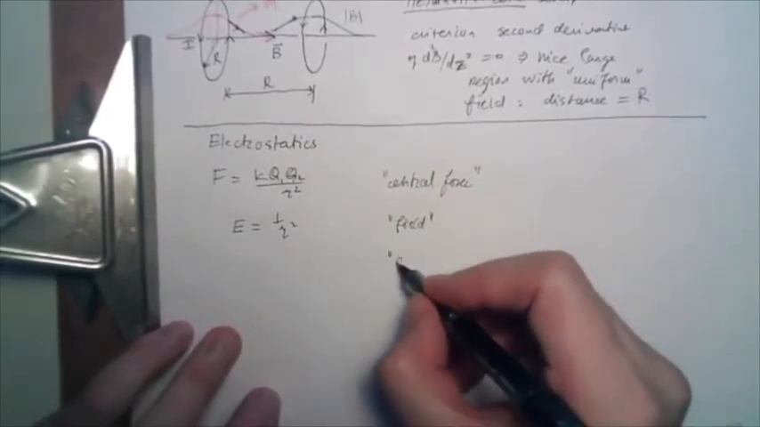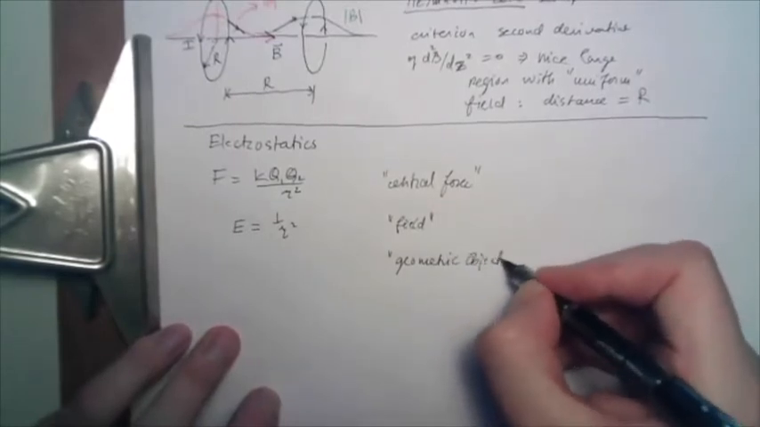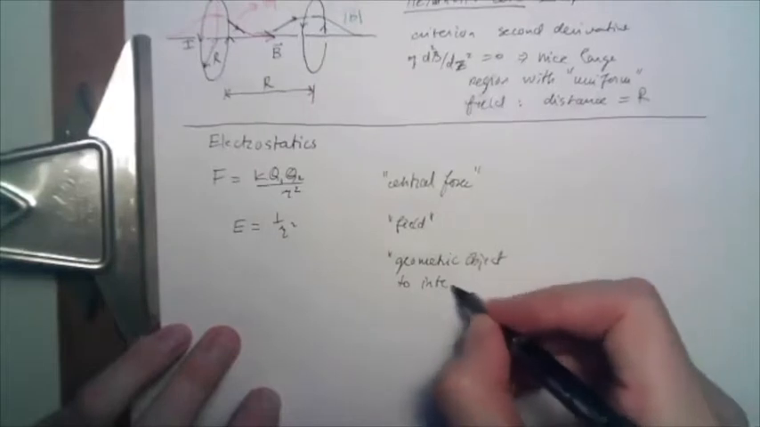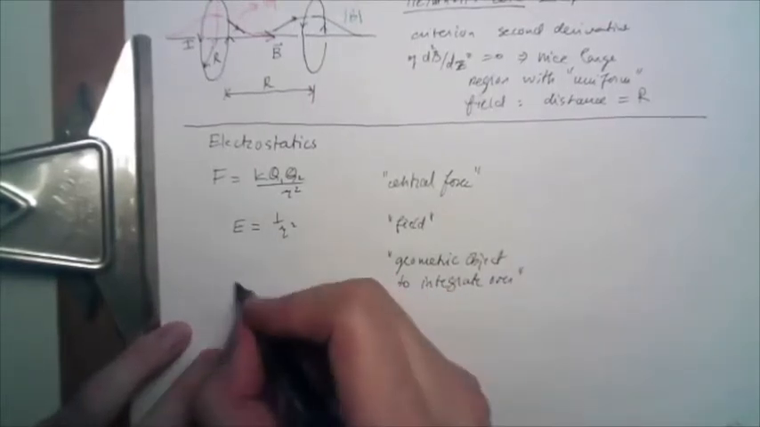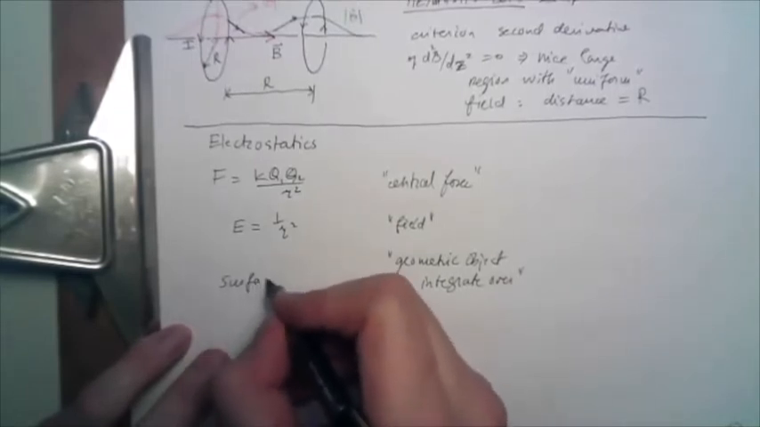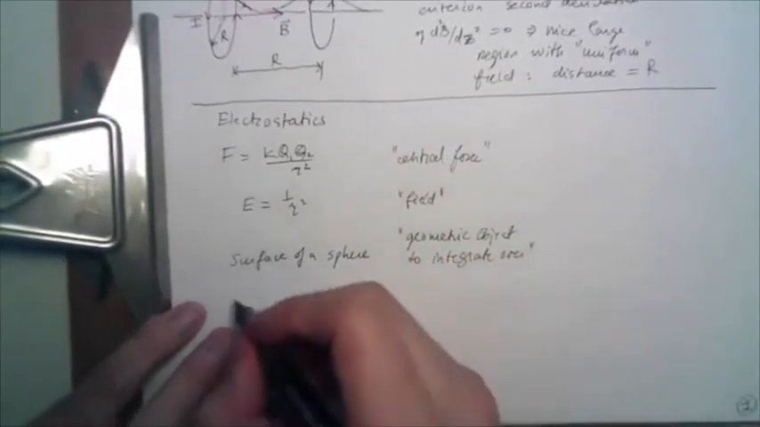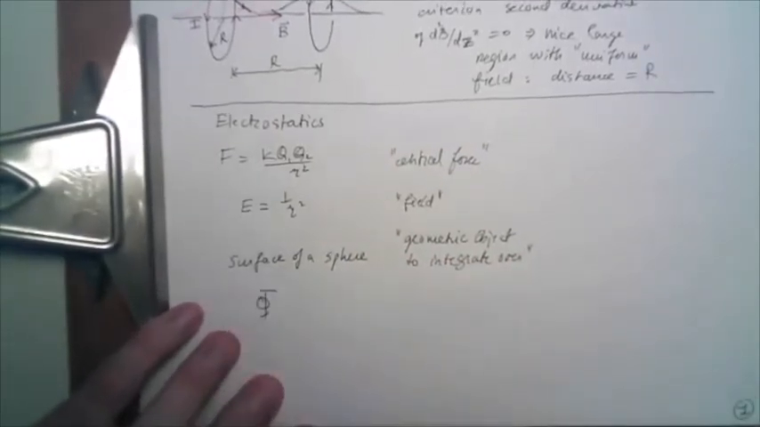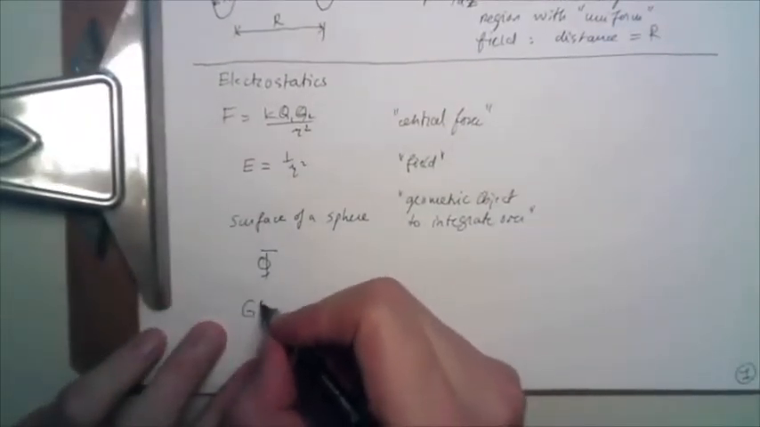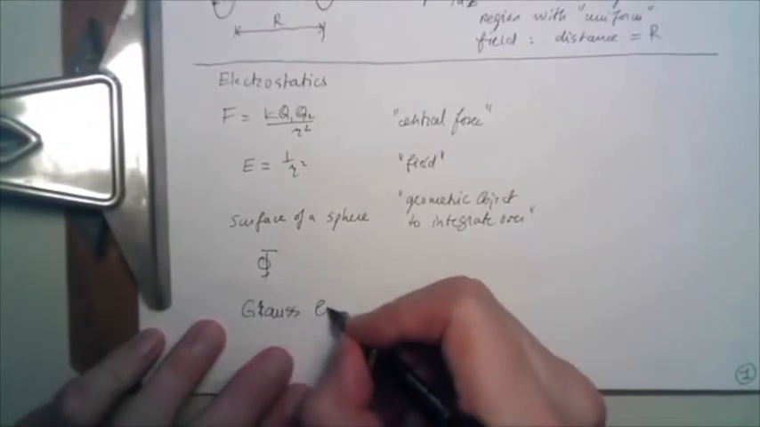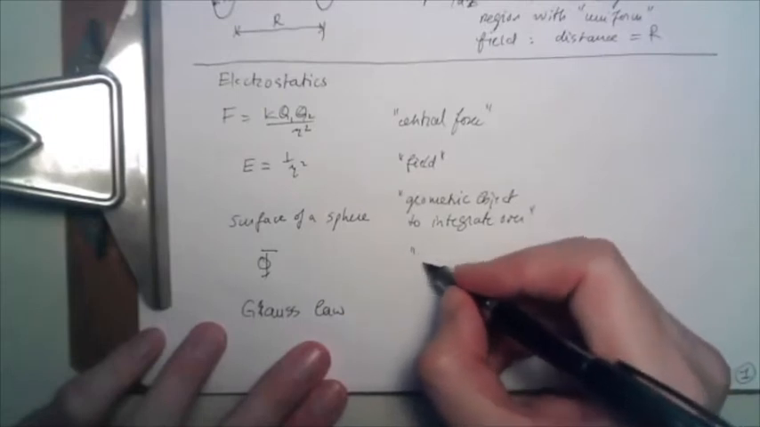And then the geometric object to integrate over was the surface of a sphere. And then we got a flux, and then we got Gauss's law. All right. So the physical quantity.